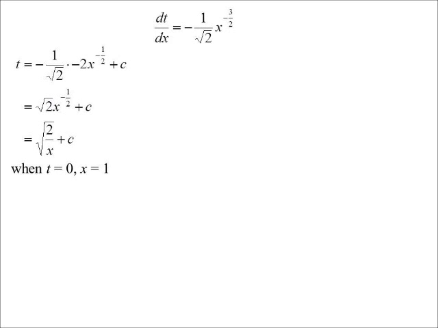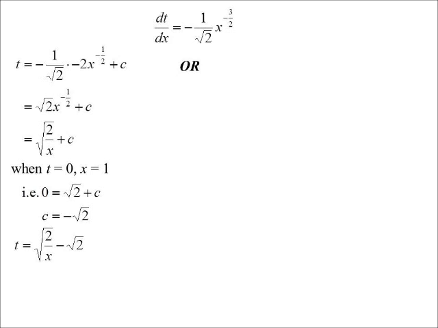So now go back to the conditions we got. When t equals 0, x was 1, I think it was. Yes, it was. Sub that in. The constant this time is minus root 2. So I've almost answered the question. I now have time in terms of displacement. But the question said find displacement in terms of time. So I now have to rearrange this and make x the subject.